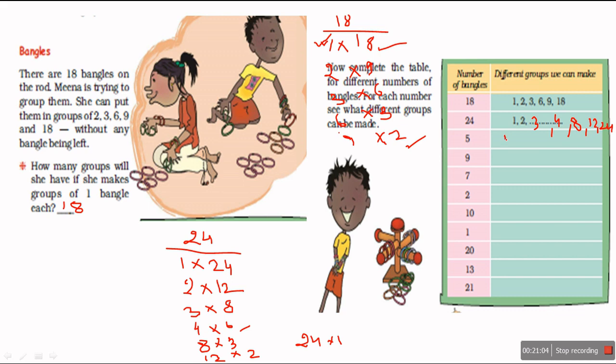Similarly, for 5, if I make groups of one bangle, there will be 5 groups. If I make a group of 5 bangles, there will be one group, only these two. So in this way, 20 we have already done, and the others you can do in a similar way to what I have done. So this ends this topic.